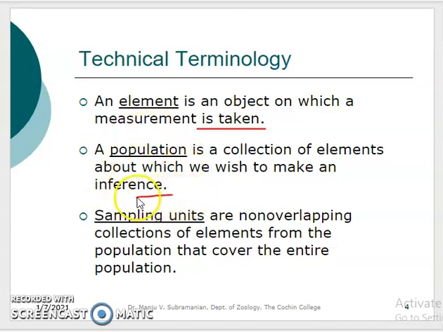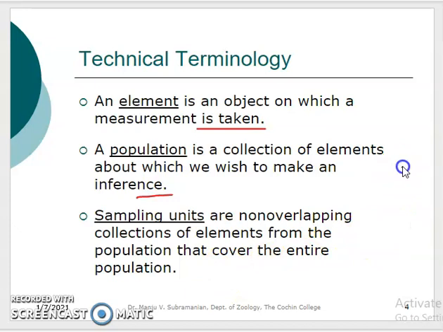So a population is a group on which we are just studying. Then there are the sampling units, which are the overlapping collections of elements from the population that cover the entire population. So sampling units are the representative units from which we are taking a population.